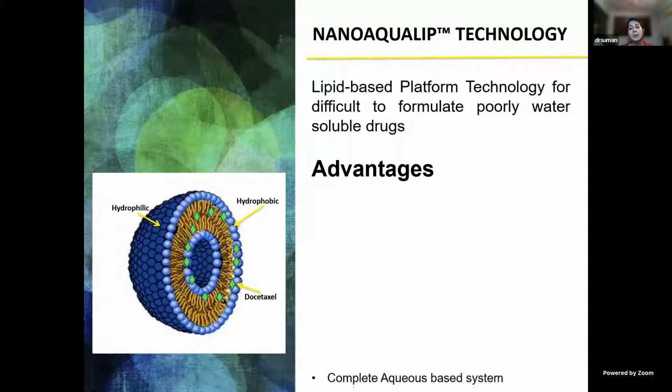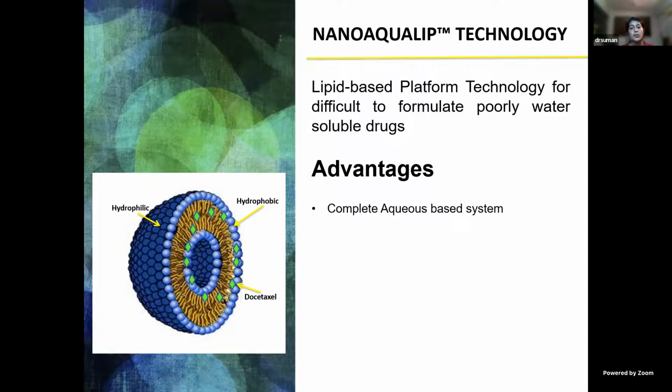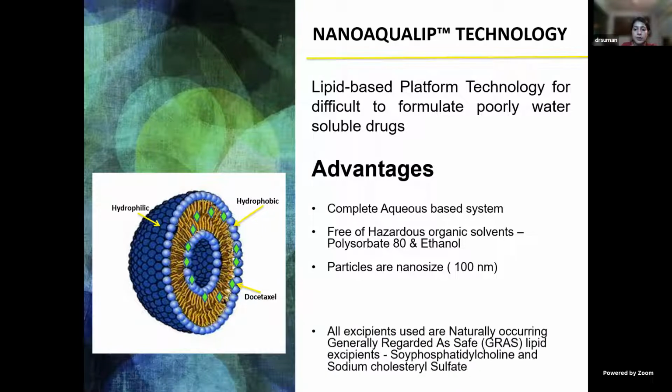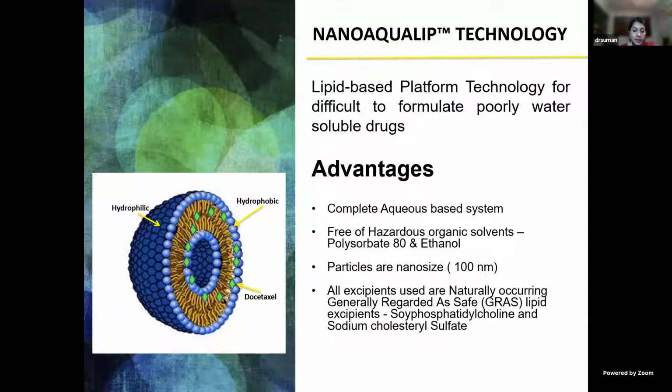This is a lipid-based platform technology, which is difficult to formulate for poorly water-soluble drugs. The advantage is a complete aqueous-based system. It's free from organic hazardous solvents like polysorbate 80 and ethanol, and it's nano-sized, about 100 nanometers. Now we'll see why it is useful.